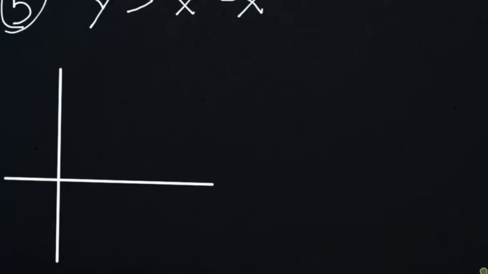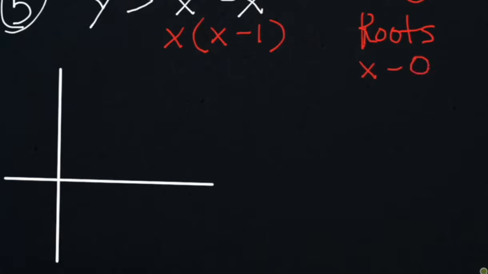Number 5. What do we know about this quadratic? Which way is it facing? Well, it's a positive x squared, so I know it's facing up. Let's factor and find our roots. I can pull a GCF of x out. I'm left with x minus 1. So my roots would be at x equals 0 and x equals positive 1. I'm going to space these really far apart just so I don't run into each other. So there's 0 and positive 1.